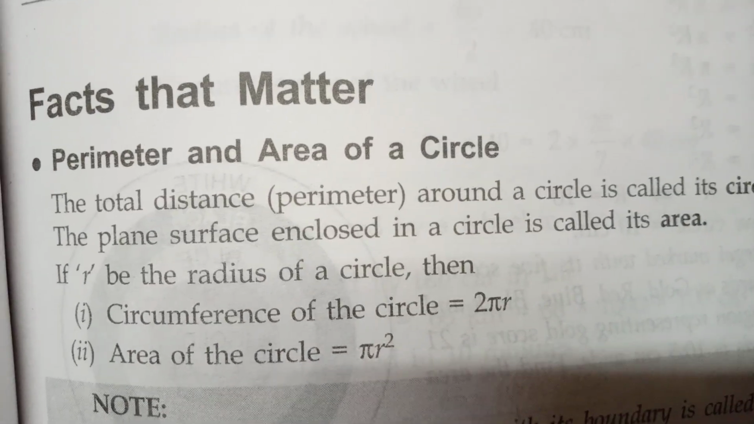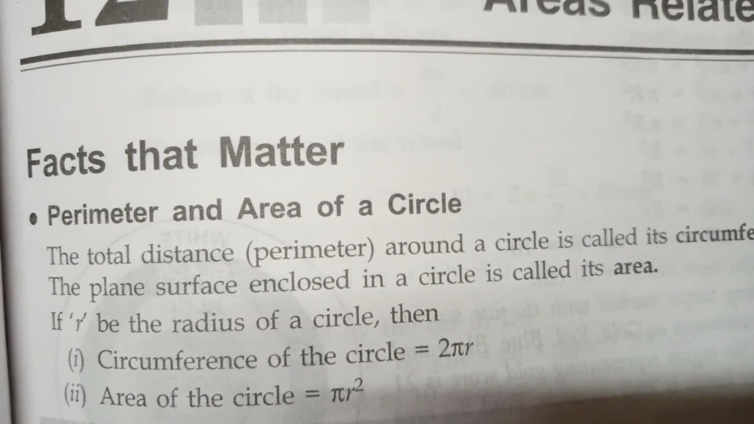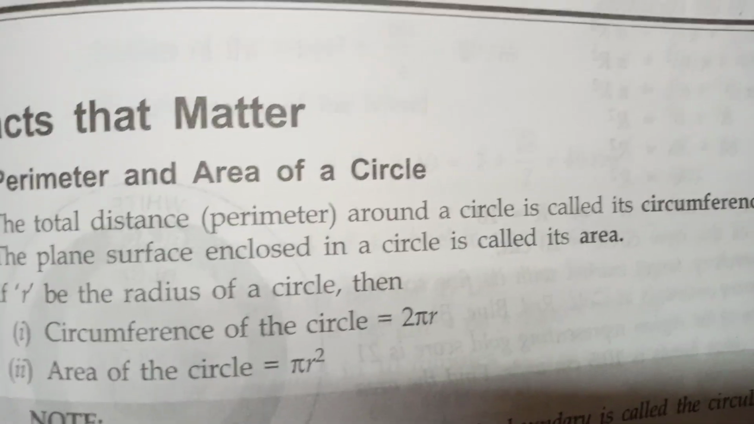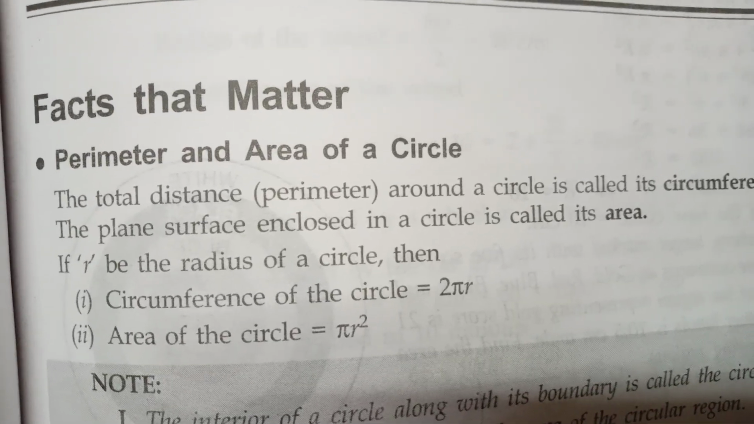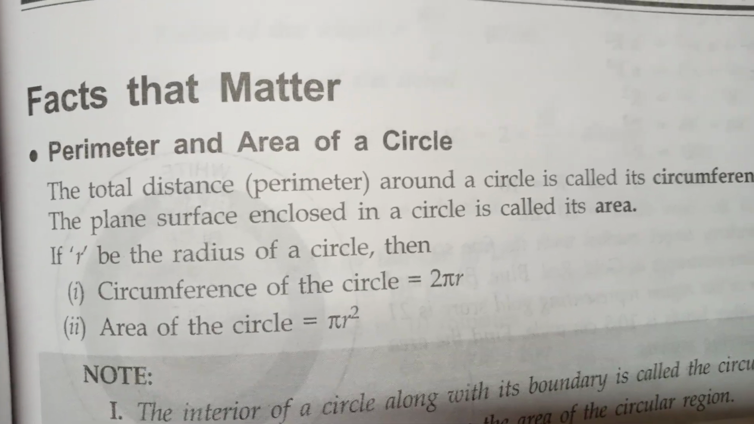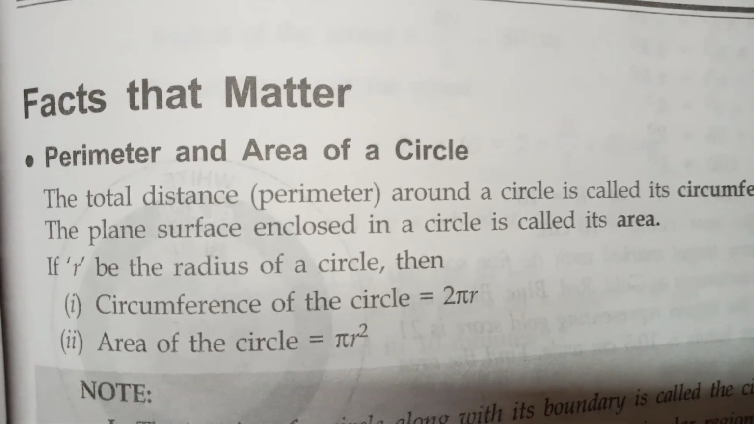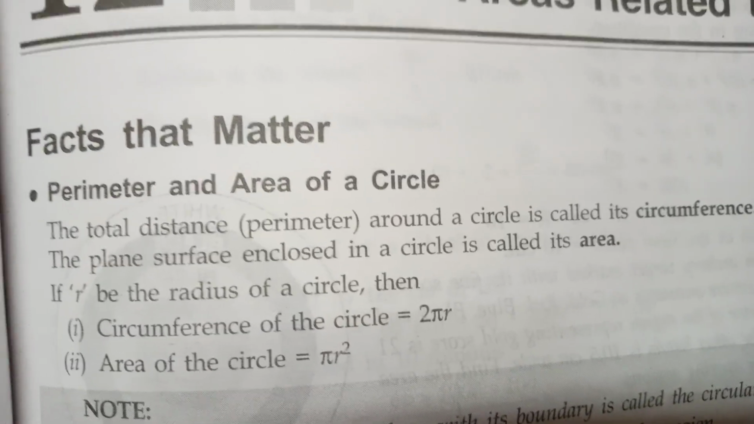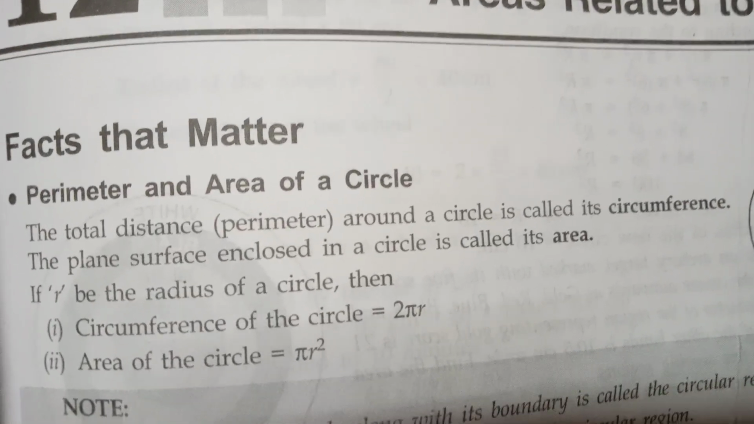Facts that matter: perimeter and area of a circle. The total distance around a circle, its perimeter, is called its circumference. The plane surface enclosed in a circle is called its area. If r be the radius of a circle, then the circumference of the circle is 2 pi r and the area of the circle is pi r square.